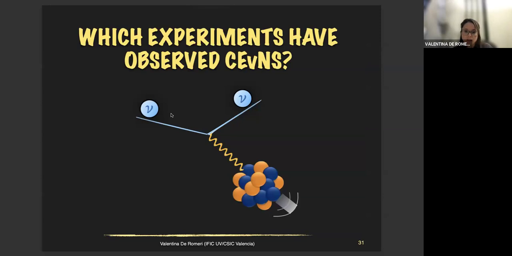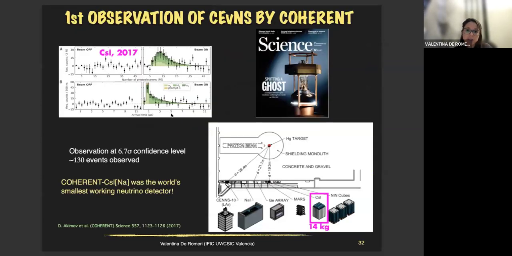So indeed, let's see which are the experiments that have observed CEvNS. The first observation was made by COHERENT in 2017 using a detector made of cesium iodine. And let me note that it was basically the smallest working neutrino detector, of only 14 kilograms, which is quite impressive for a neutrino experiment. But given the magnitude of the CEvNS cross-section, this volume was enough to observe the process. And indeed, the observation was made at 6.7 sigma confidence level.